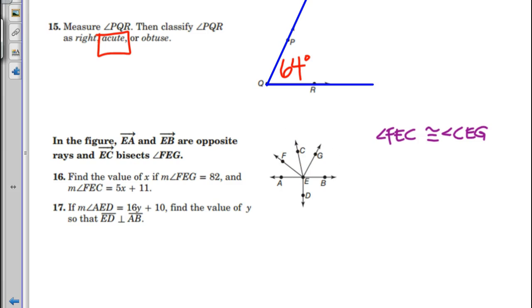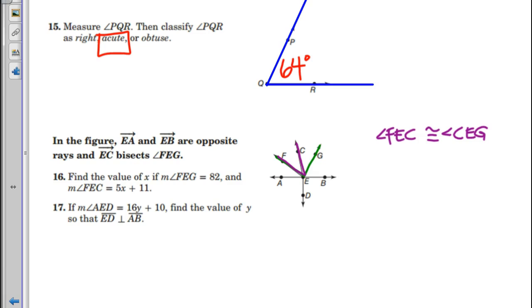All right. Find the value of x if FEG equals 82 degrees, and FEC is 5x plus 11. Wait a minute, that's half of that, right? Because we already said that EC was a bisector.